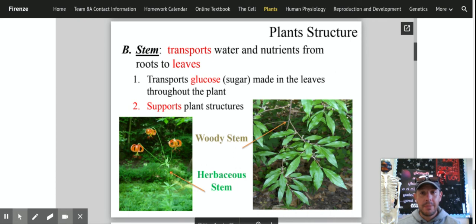So the stem, okay, it's a very important part of the plant because it's the transportation system of the plant. Water and nutrients get to move around. And it supports all the structures, just like our body supports our arms and our head and stuff like that.